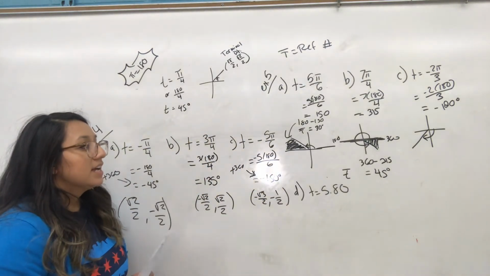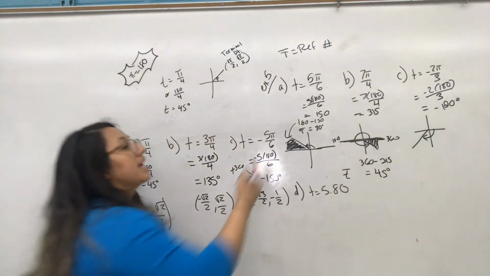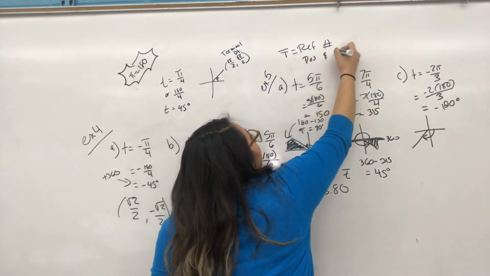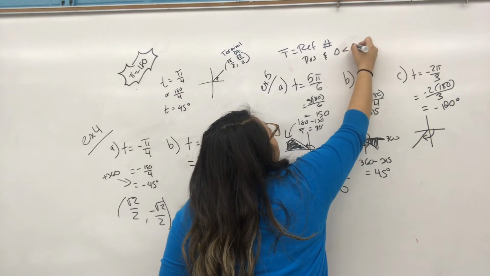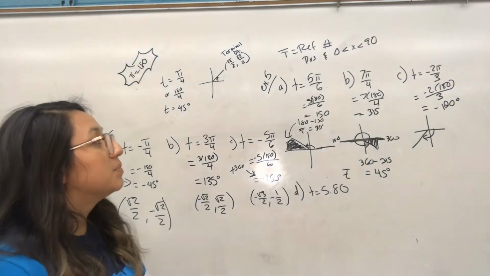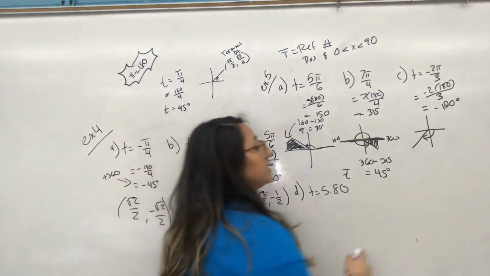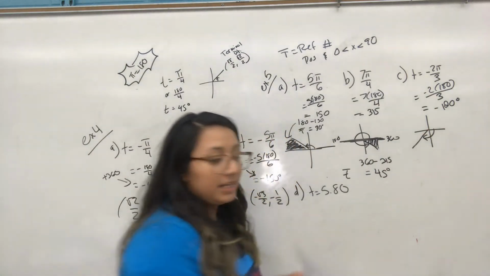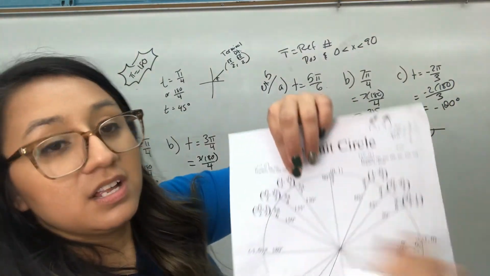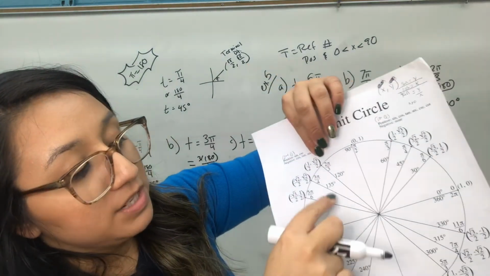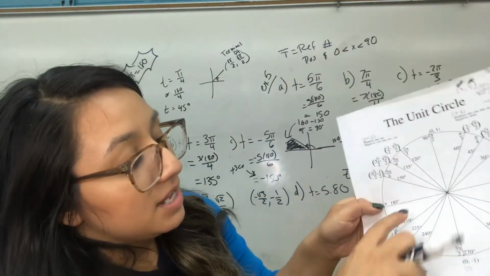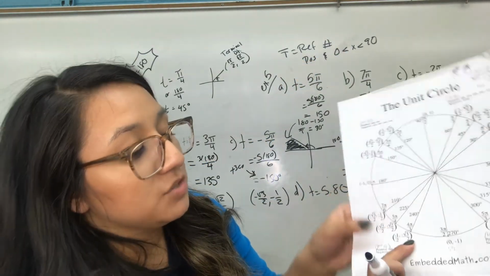Keep in mind, all reference numbers have to be positive, and they have to be between 0 and 90. So they're positive numbers, and it's between 0 and 90. So in this case, for negative 120, I also know just by looking here that it's 1, 2, 3 units away from here. So the reference number would be 1, 2, 3, would be 240.